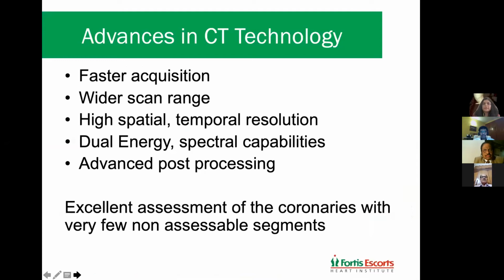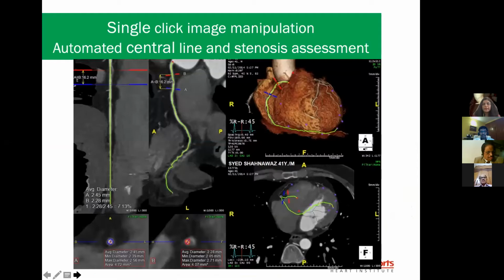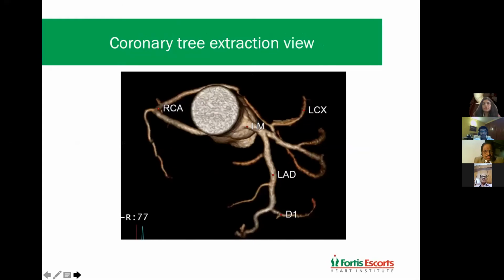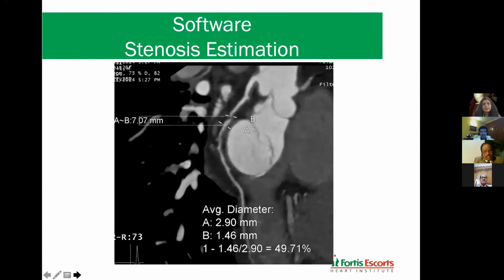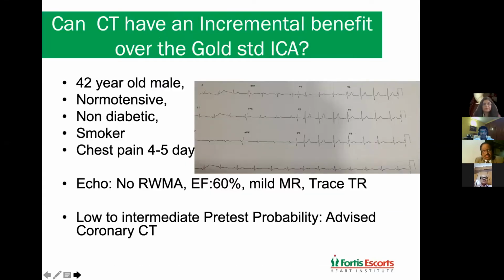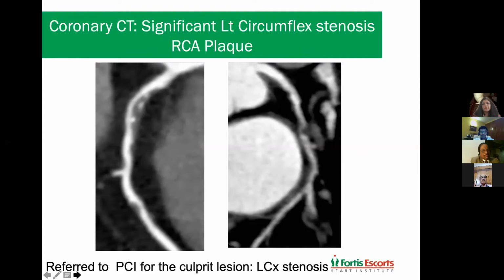With advances in CT technology, we now have faster acquisition, wider scan range with a high spatial and temporal resolution and dual energy spectral capabilities with advanced post-processing. We have the capability of excellent assessment of the coronaries with very few non-accessible segments, and even single-click images will give us the central line and stenosis assessment together with the coronary tree extraction. The softwares give us the coronary ribbon view, and then we have softwares which estimate not only stenosis but plaques and everything now. Can CT actually have an incremental benefit over the gold standard ICA? Here in this patient, you can see that there is a significant LCX stenosis but at the same time, there is also an RCA plaque.